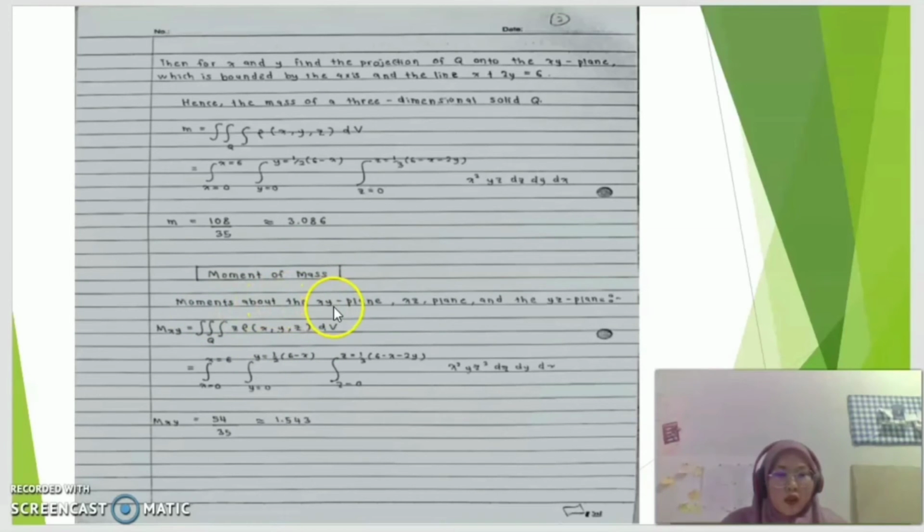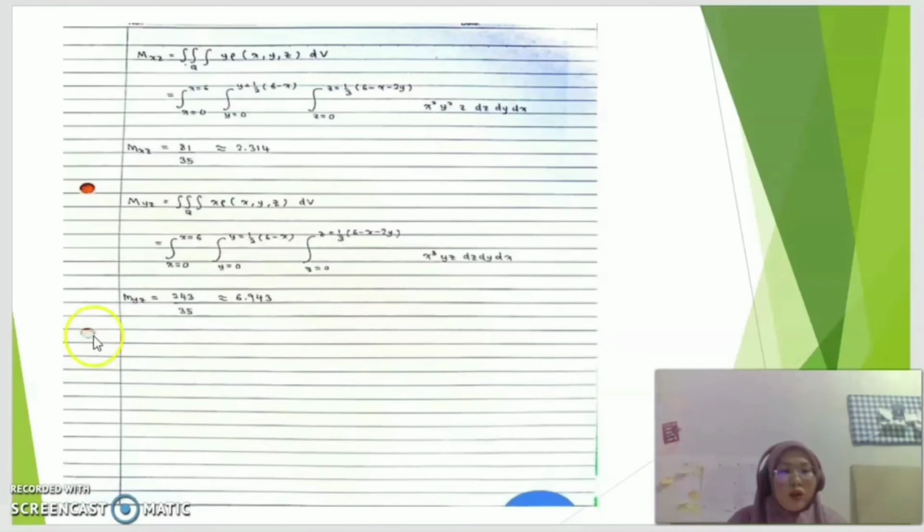For finding the moment of mass, we start with the moment about the xy plane. We do a triple integral of z times rho(x, y, z) dV, integrating x²yz² dz dy dx, and the total we got is 54/35, which in decimal is 1.543.